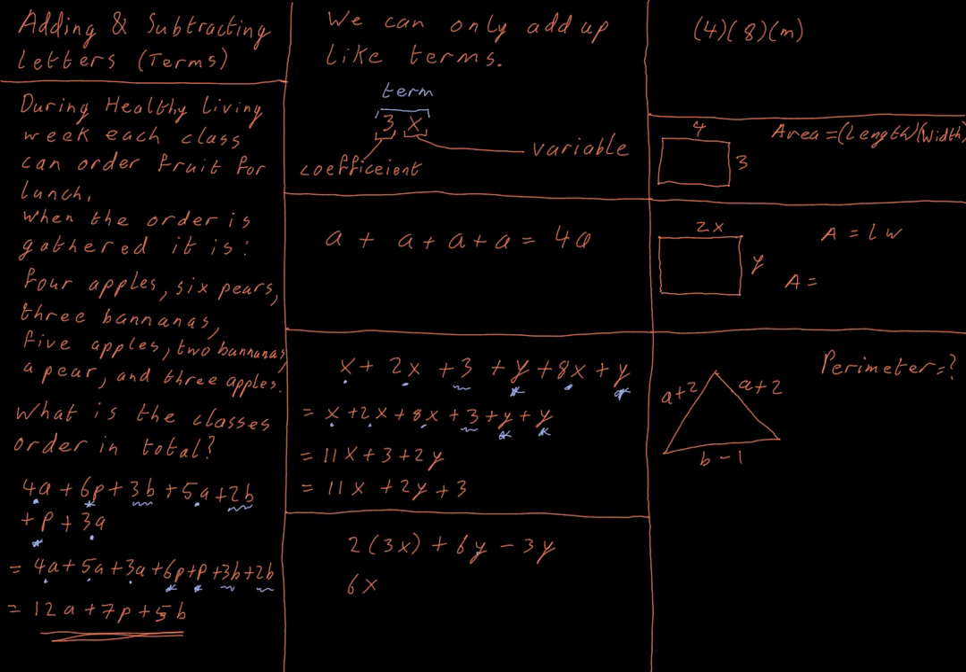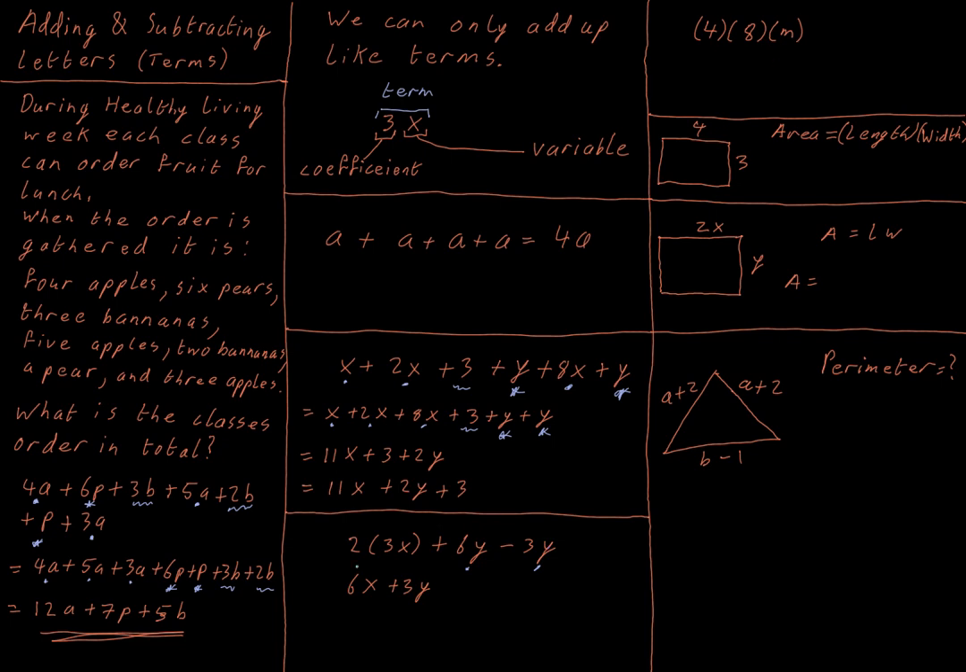And then I have like terms here, and they're already grouped together. So I have 6y minus 3y. Well, that means I'm going to be left with 3y's. I had 6 of something, I took 3 of them away, so I'm left with 3 of them. And that's as far as I can go because I can't add my x's and my y's.